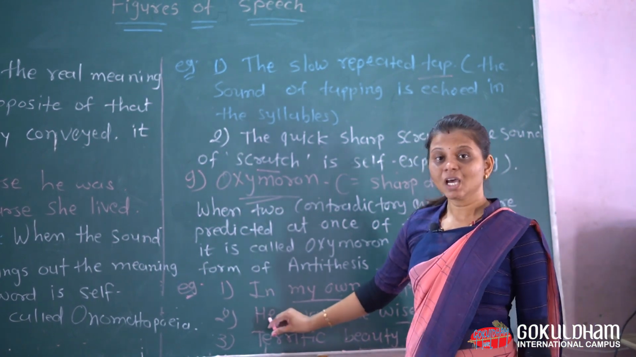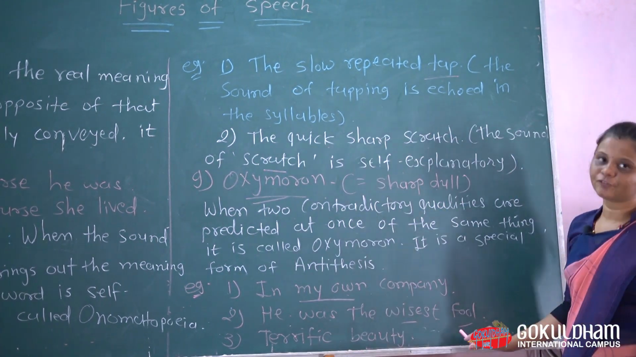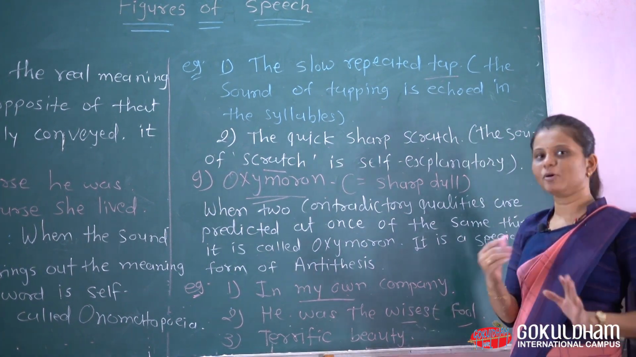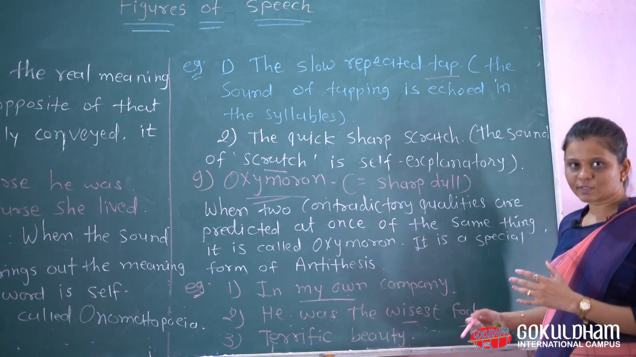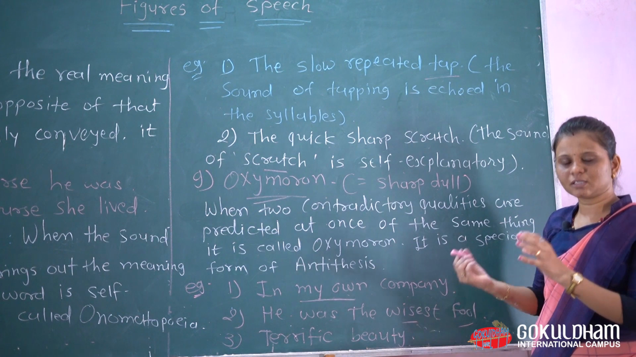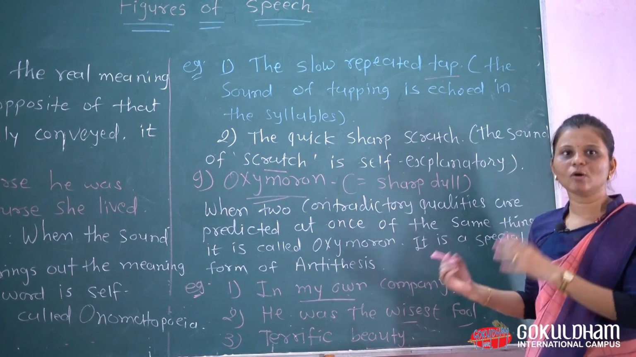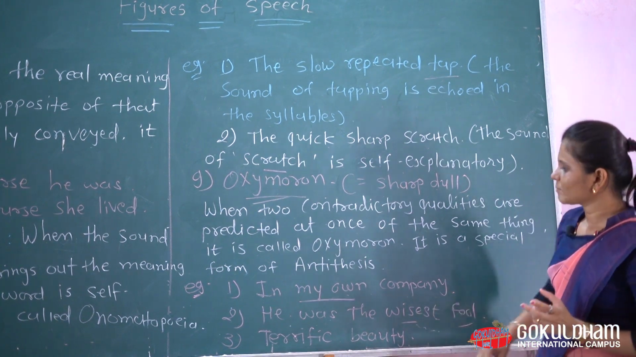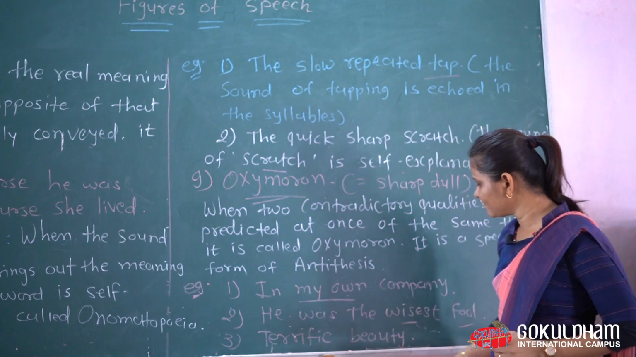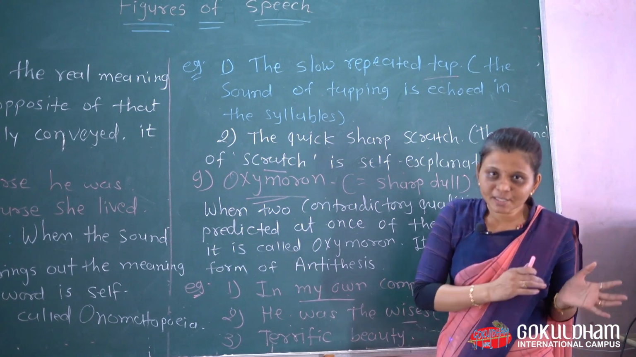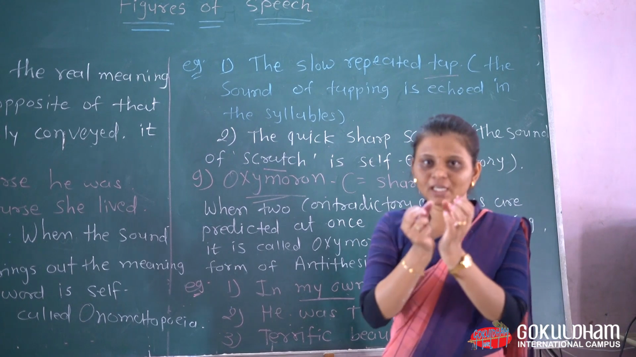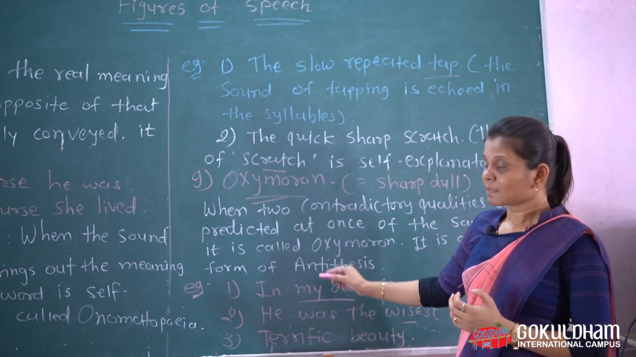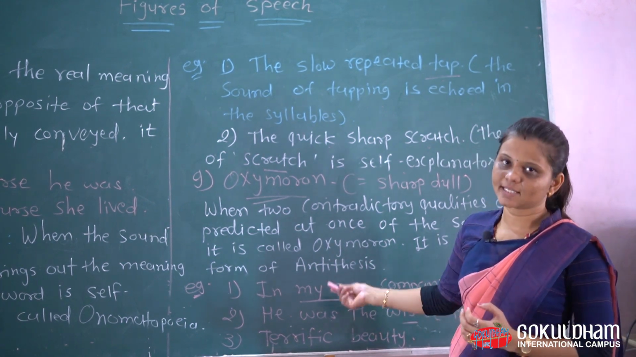Then next, he was the wisest fool. Wisest and fool. So wise and fool are opposite things, or opposite words. But still this shows the quality of the fool by using the word wise, or wisest kind of fool here. So two contradictory words here. The next example is terrific beauty. Terrific is different, beauty is different, but the beauty which is very terrific beauty. So here you can see contradictory words in this example.